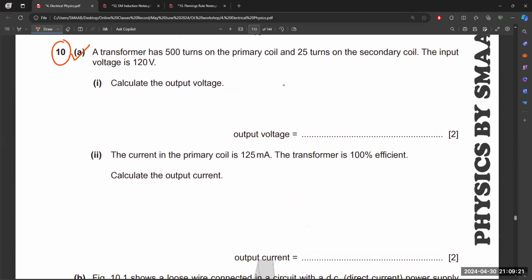Question number 10. A transformer has 500 turns on the primary coil. So again, we have a transformer with number of turns. The number of turns in primary is equal to 500. Number of turns in secondary is 25. The input voltage is 120 volt. Calculate the output voltage.